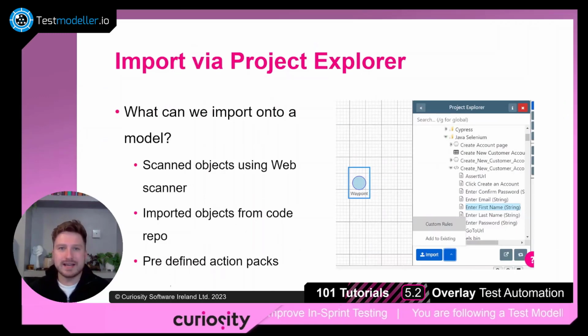Now, there's a couple of ways to get that automation onto the model. We can either import it via the Project Explorer. This is particularly useful if you're building a model from scratch using automation. And you can import things like scanned objects from the web scanner, imported objects from code repositories, and any predefined action packs that we have in Test Modeler.